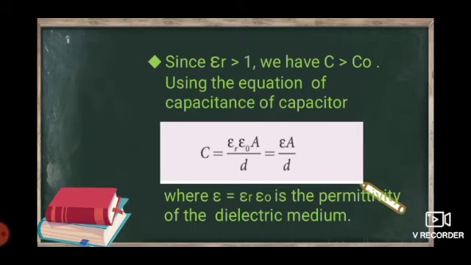Okay, students. So we can calculate the value of C: C is equal to epsilon r into C naught. What is C naught? C naught is epsilon naught A divided by D. Substituting it in this equation, we can write C is equal to epsilon r epsilon naught A divided by D. In the next step, epsilon r times epsilon naught is equal to epsilon, so C is epsilon A divided by D. This is the capacitance of the parallel plate capacitor when the dielectric medium is introduced between the plates of the capacitor when the battery is disconnected.